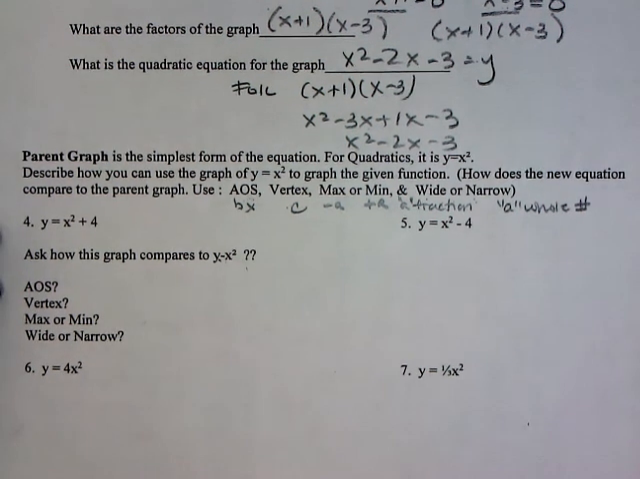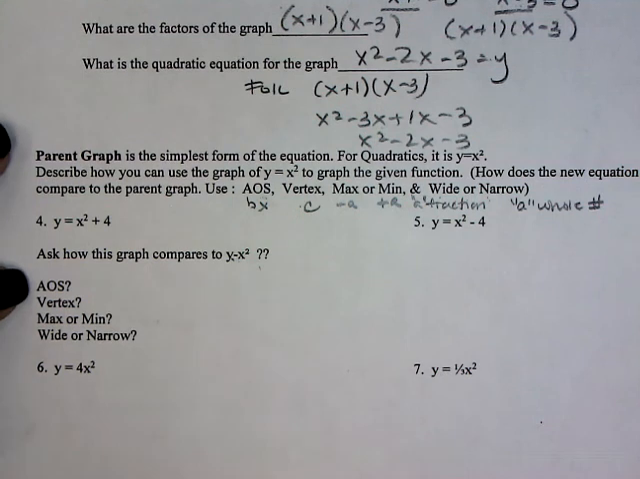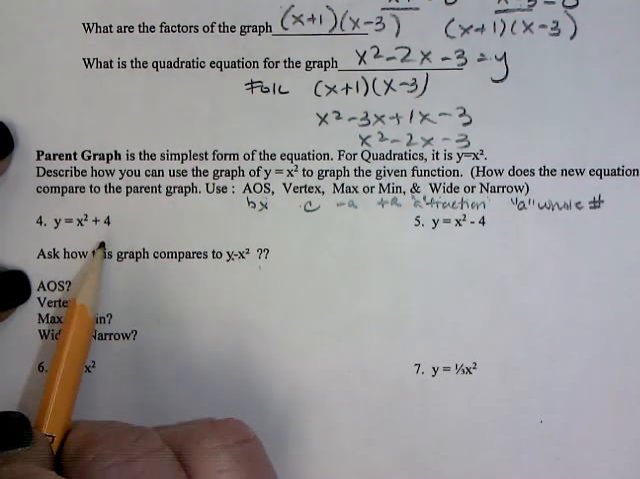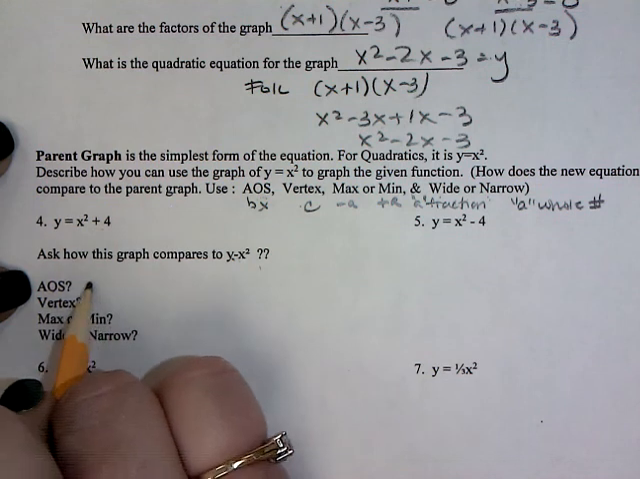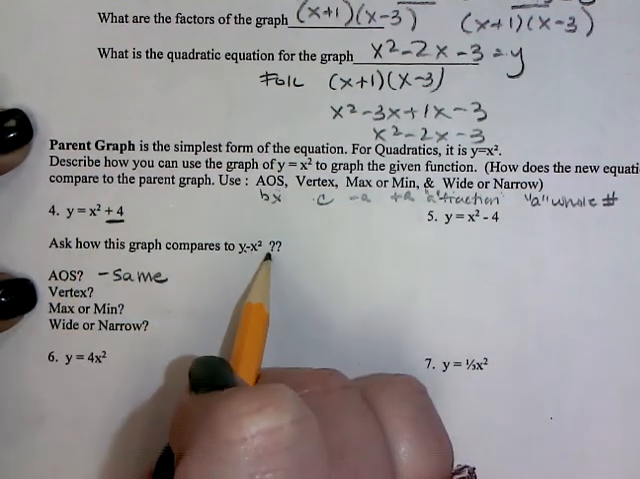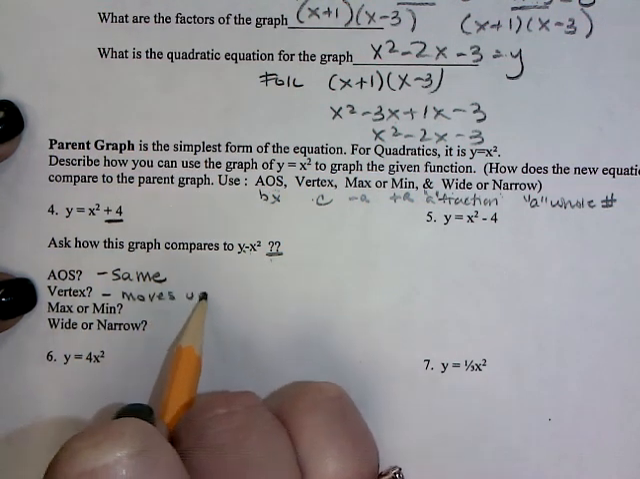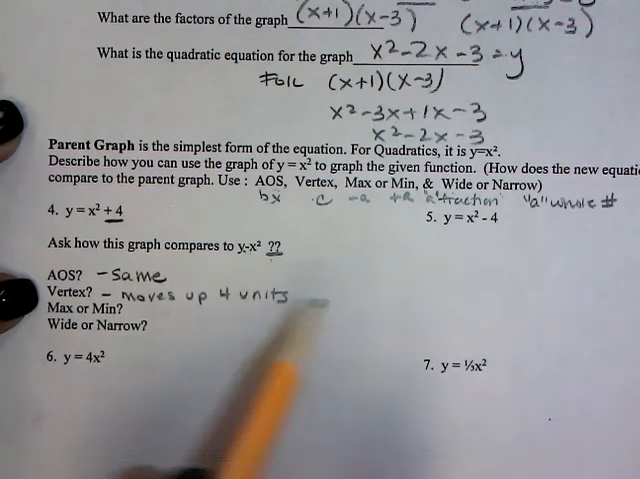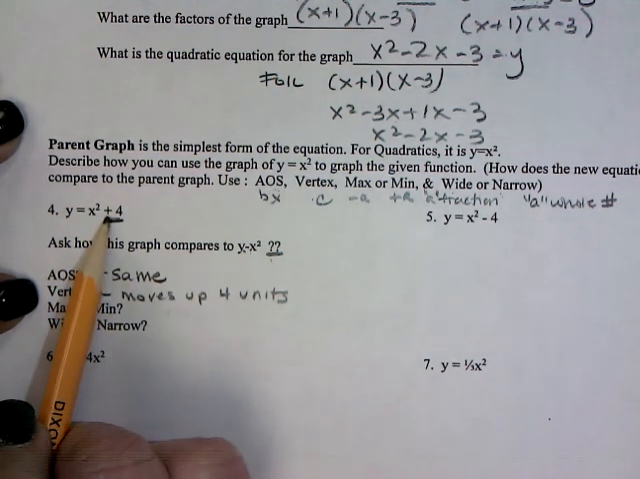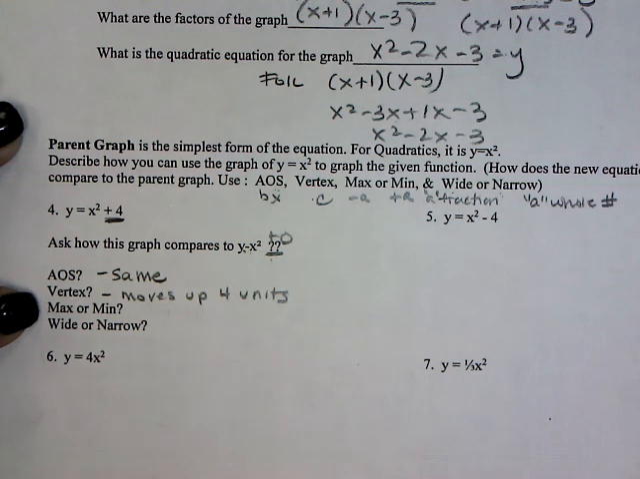So now, looking here at our graph, we have y equals x squared plus 4. We want to know how it's going to compare. So first, axis of symmetry. That's the bx term. With my bx term, here I don't have one, so it's exactly the same. With my vertex, here I added 4, where here I added 0, so it moves up 4 units. It moved up 4 units because in my original equation it's plus 0. So it moved up 4 units because the vertex is the c in the equation.